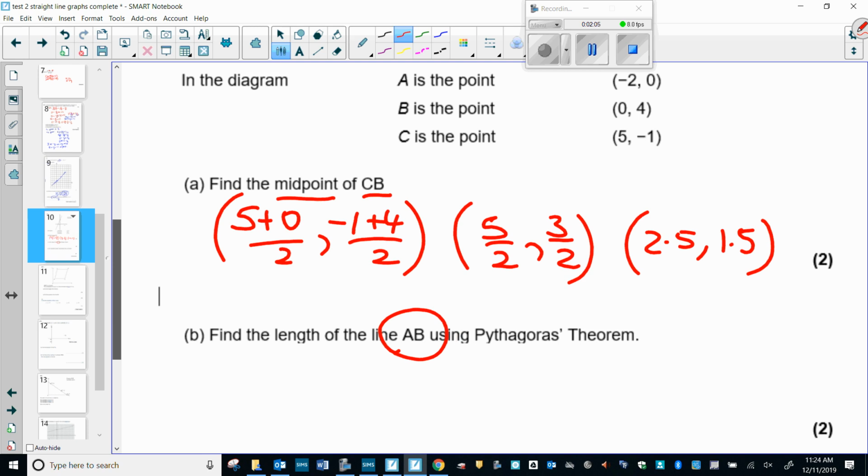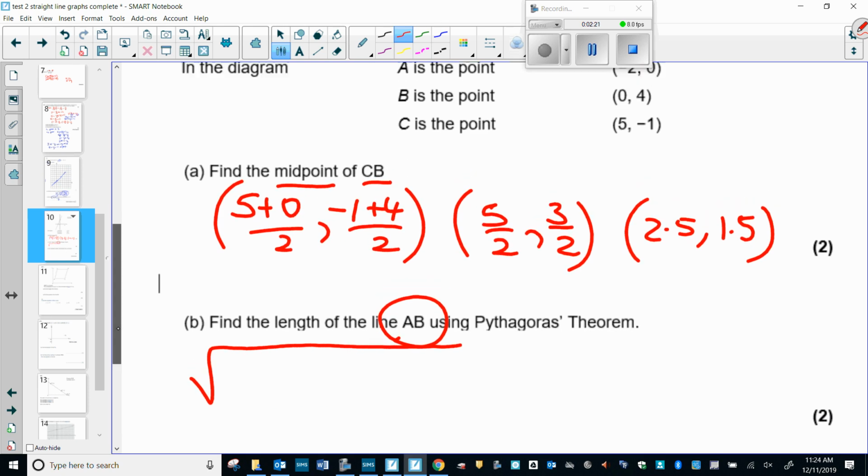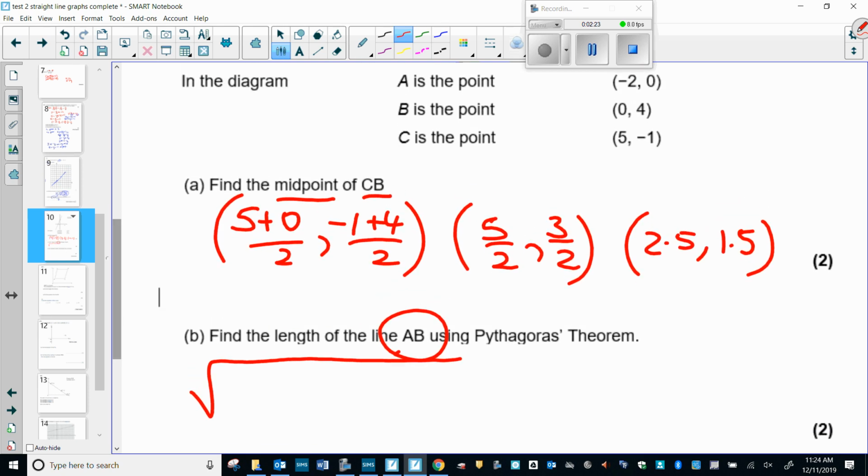Okay, how do we do this? I did the square root of y squared in brackets, y2 minus y1. Okay, yeah, so that's the formula. So let's try and use some numbers. Okay, so it would be 4 minus 0 squared plus 0 plus 2 squared.